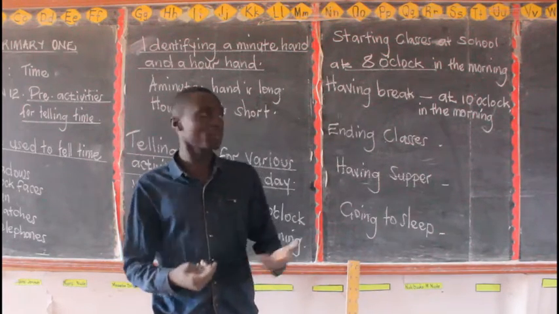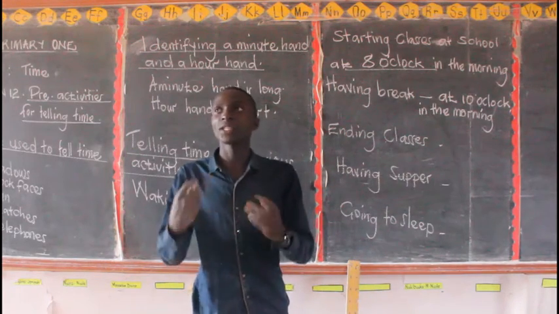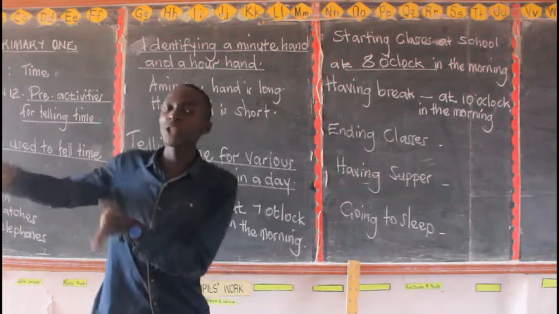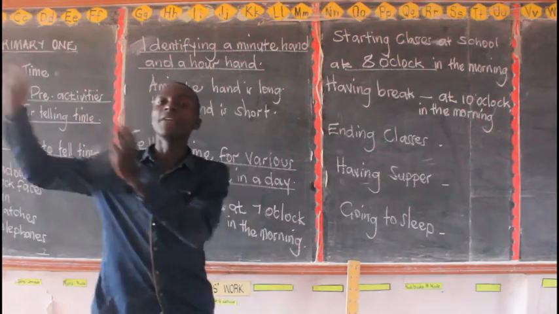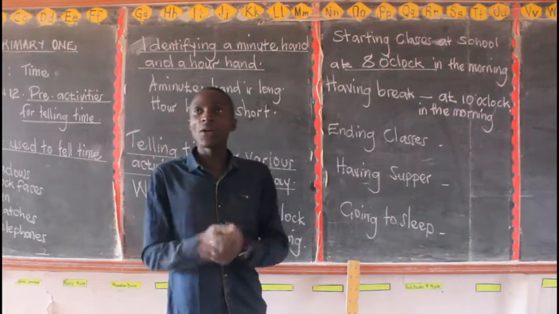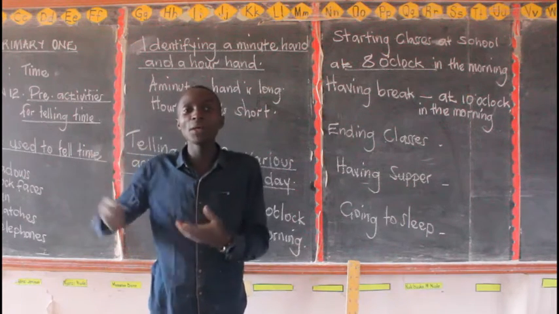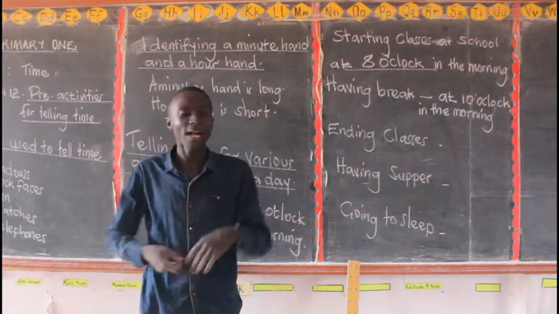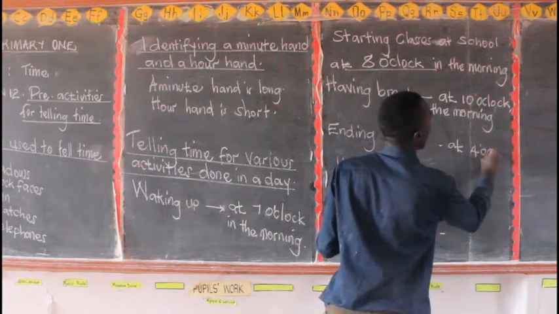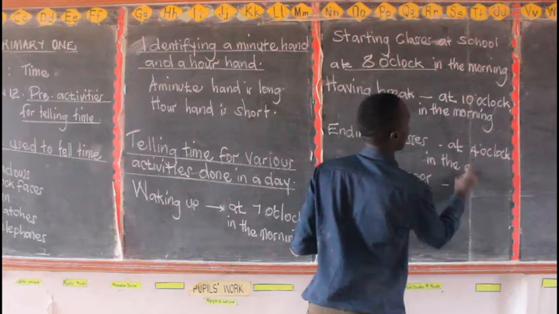Ending classes. When you count 8, 9, 10, 11, and then start 12, it means that you are now going to afternoon or evening times. We always end classes at 4 o'clock in the evening, when we've completed our classes.